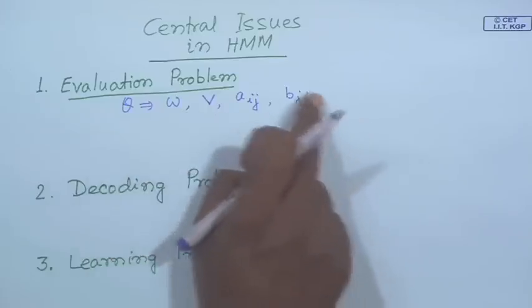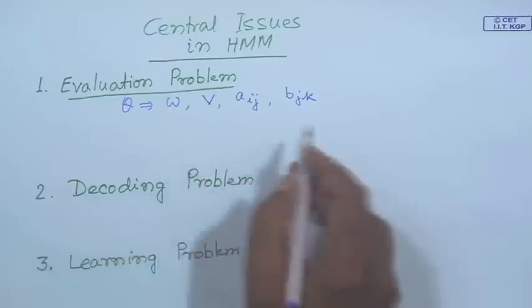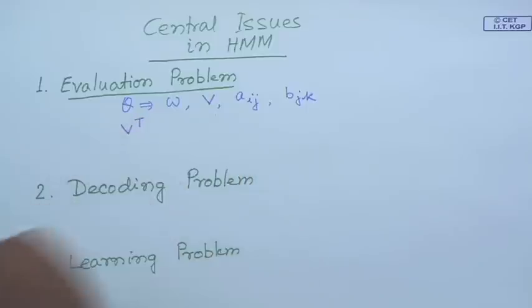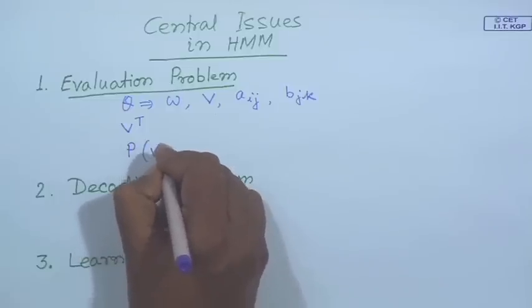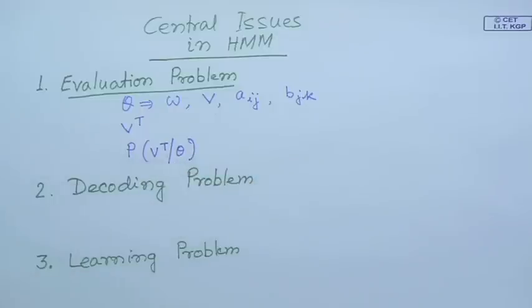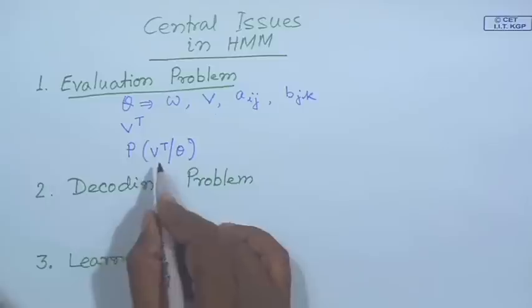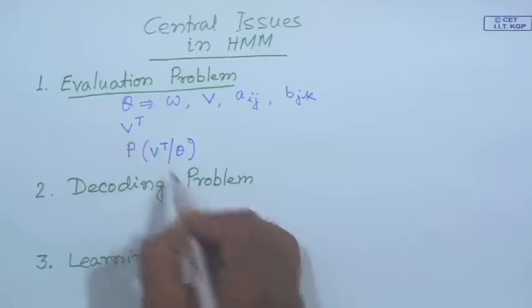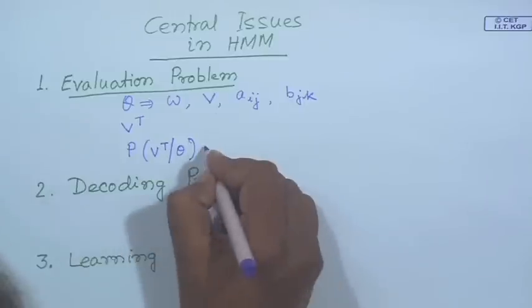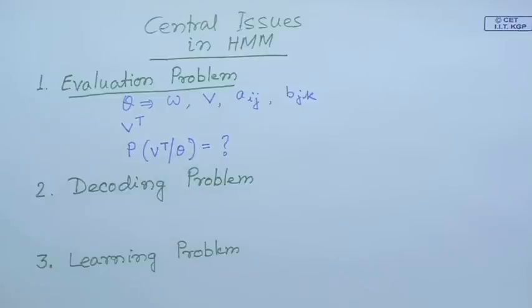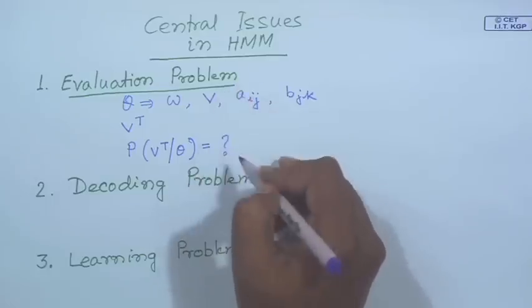So, once you have such a hidden Markov model theta and you have a sequence of visible symbols Vt, which is a sequence of length capital T. The evaluation problem is that, given this Vt and theta, we have to find out the probability that Vt was generated by theta. So, this is the probability that this visible sequence Vt was generated by the hidden Markov model theta, where theta is specified over here. This is represented as probability of Vt given theta, and this is the evaluation problem.